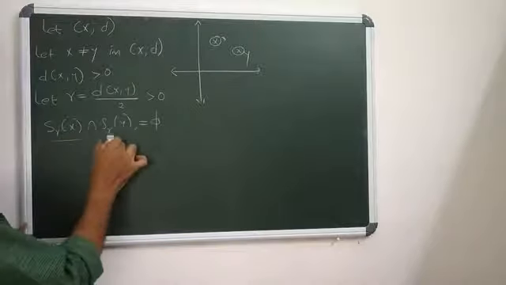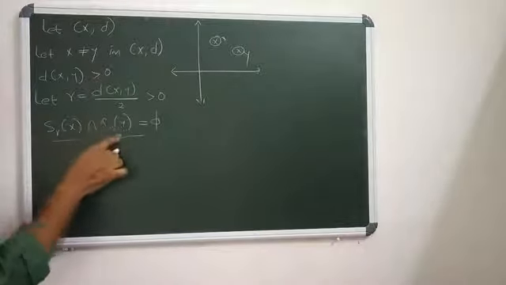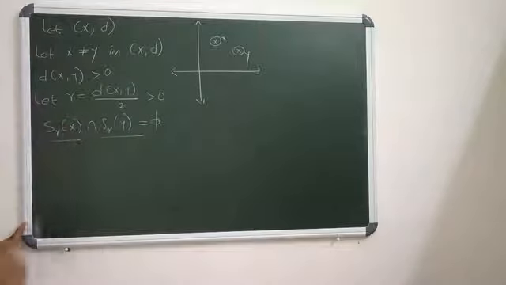S_r(x) intersection S_r(y) is empty means S_r(x) and S_r(y) are two disjoint open spheres. That is, these two points are separated by these two open spheres. So the result is immediate. Okay.